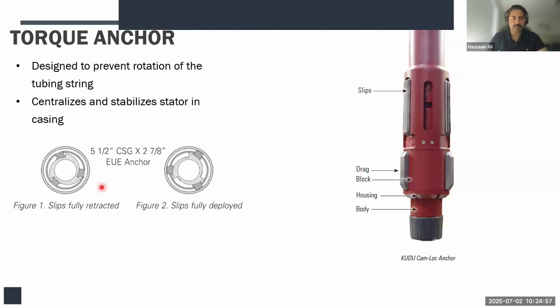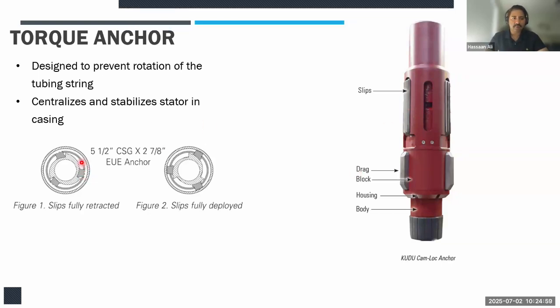You can see right over here, figure 1. You can see the slips are fully retracted. And once you rotate it, there is a cam type of mechanism. This cam type of mechanism will push these slips towards the outward direction. Once it pushes outward, these slips will bite into the tubing and it will prevent any further rotation. So that is the purpose of the slips.